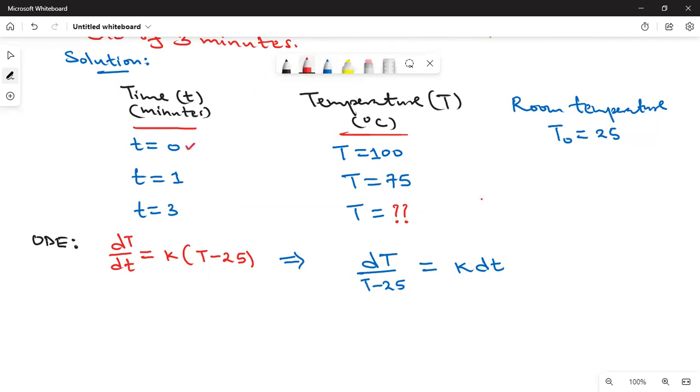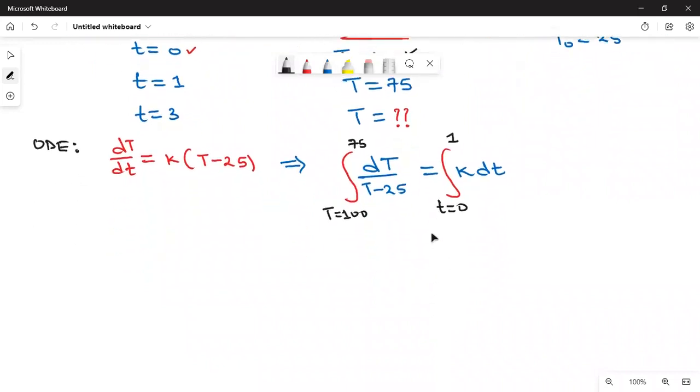When the time is 0, the temperature is... we are integrating. So you need to plug in the limits: when time is 0, the temperature is 100. And also when time is 1 minute, the temperature is 75. So you integrate and you plug in the limits of integration.